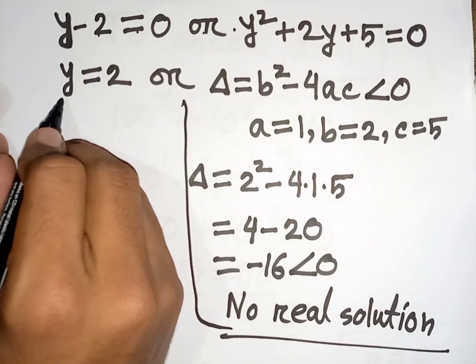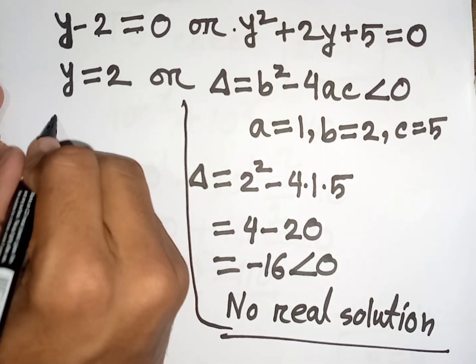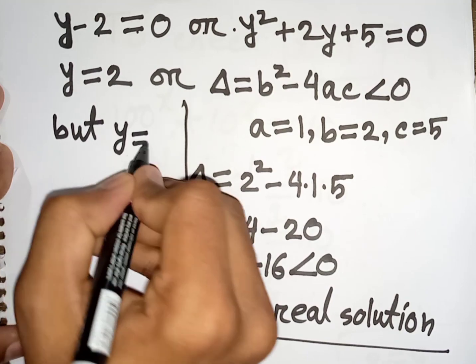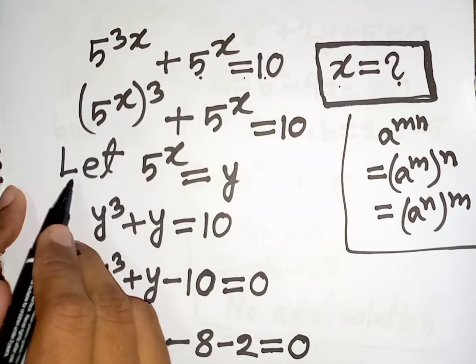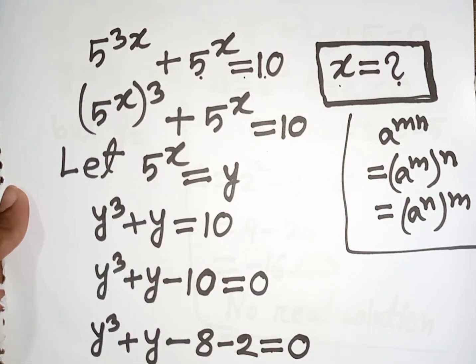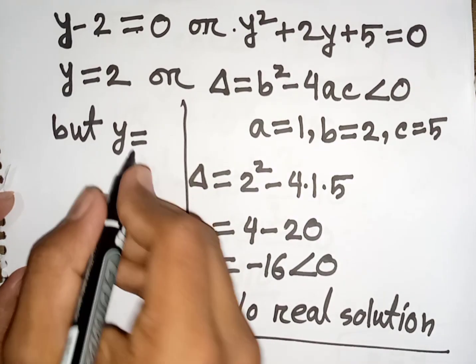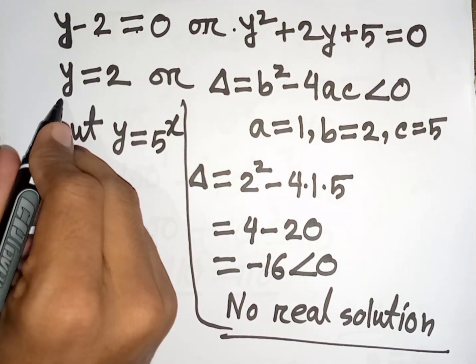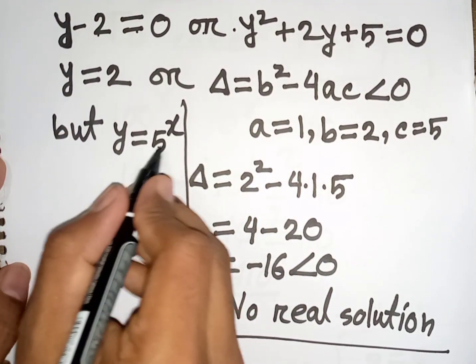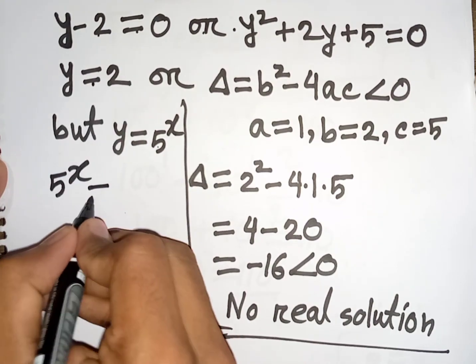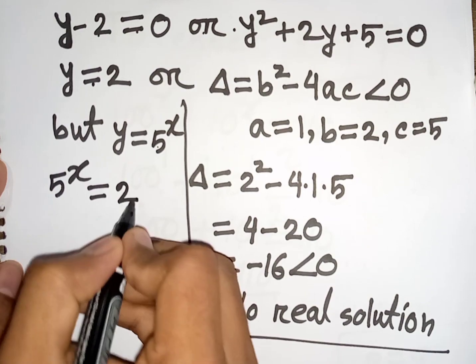Now we see y is equal to 2, but remember y, that means let 5 power x be substituted by y, so y, that means 5 power x, so y is equal to 5 power x. So we can write here y, that means 5 power x is equal to 2.